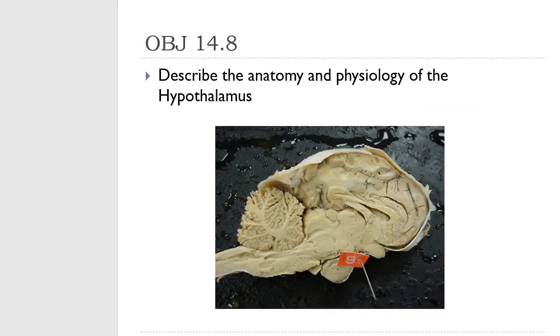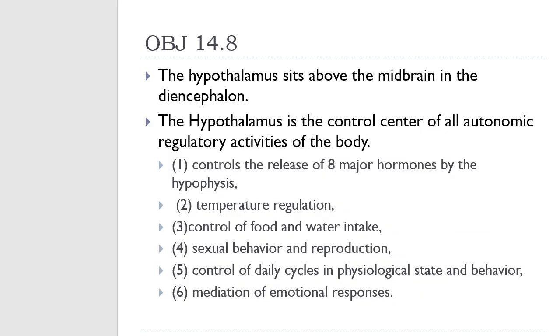So then we have the hypothalamus, also very, very important because of 8 of our major hormones, and when we get into chapter 9, we'll talk about this some more. It is the control center of all autonomic regulatory activities of the day. Autonomic, we can't control. It is automatically doing it. So our heart, we can't say heart, it's time to beat, or lungs, it's time to expand, or lungs, it's time to contract. We have no power over that. So the hypothalamus helps with that. It controls the release of 8 major hormones, temperature regulation, control of food and water intake, sexual behavior and reproduction, control of daily cycles and physiological state and behavior, and mediation of emotional responses.